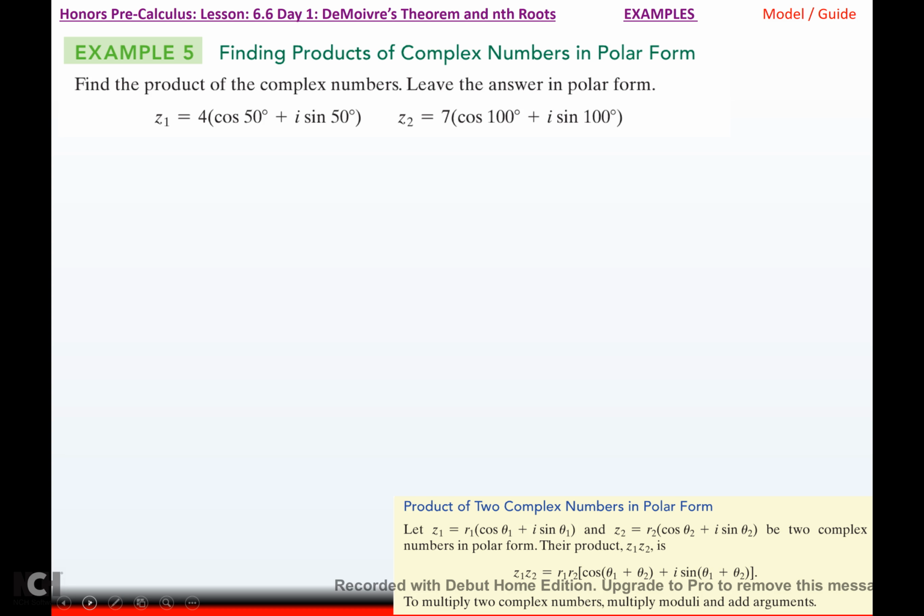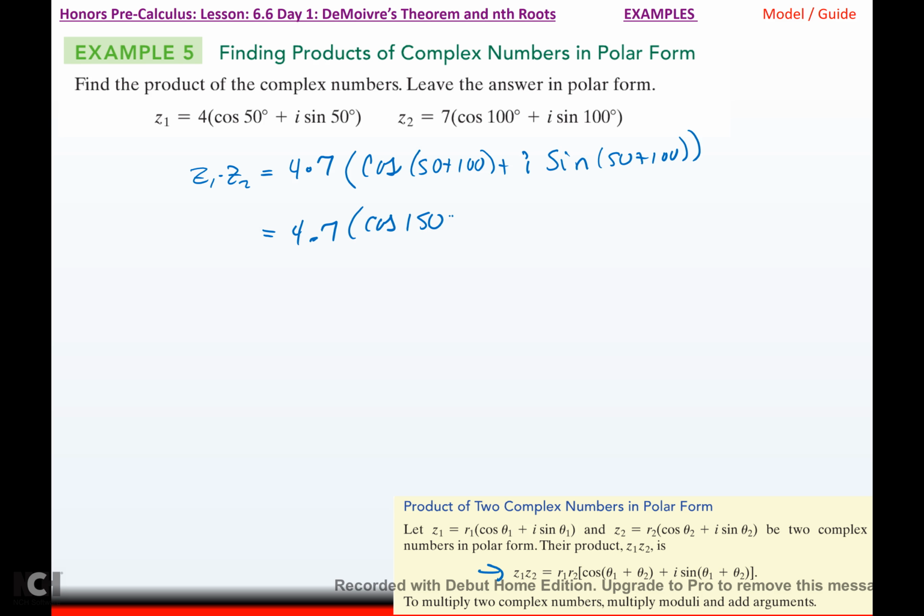So we're going to start with this one. It says to multiply these two together, we're just going to follow this. So Z1 times Z2 says multiply the r's, the moduli, and you add the thetas. So this is going to be cosine of 50 plus 100 plus i sine 50 plus 100. So that's going to be 4.7 times cosine 150 plus i sine 150. And there you go. You multiply.